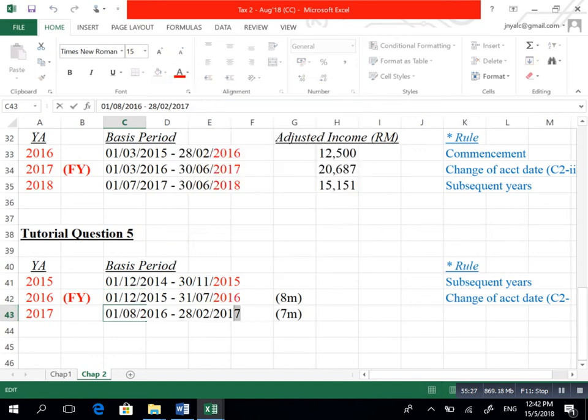Alright, and 2018. Now everything back to normal. Follow subsequent year rule. Which means you should have 12 months basis period, follow your accounting period.